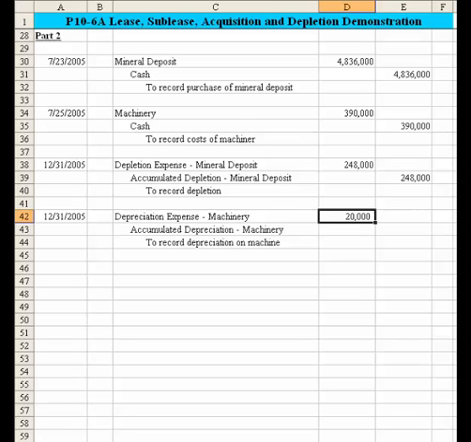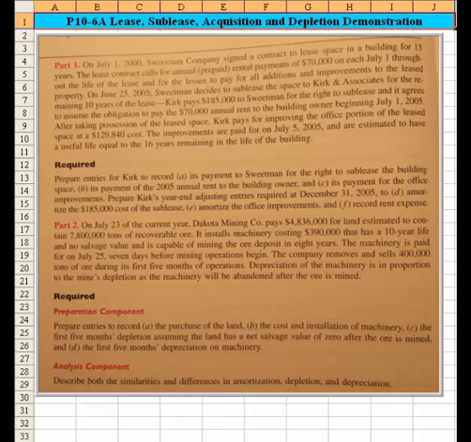Now, we don't need the decimal places showing, so I'll hide that. And that takes care of the Part 2 entries. Now, there's also an analysis component. Let's read what that would like us to do.